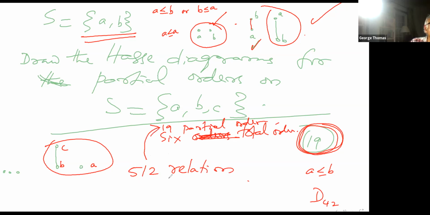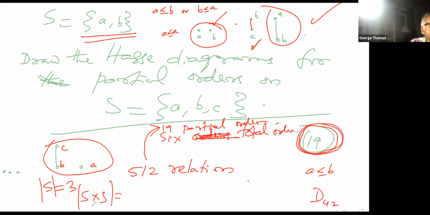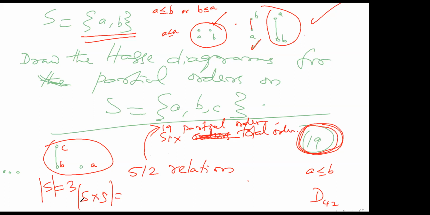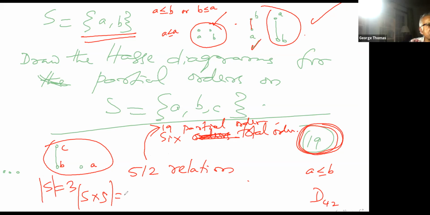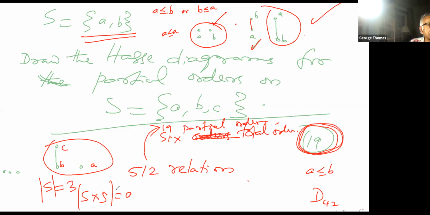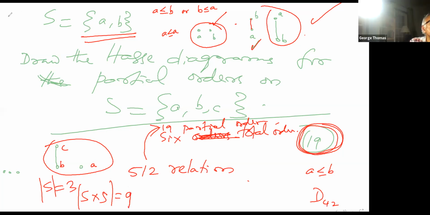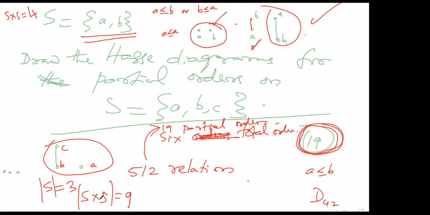Do you know how I found 512? When you have 3 elements in S, S cross S has how many elements? When S has 2 elements, S cross S has 4 elements. When S has 3 elements, S cross S has 9 elements.